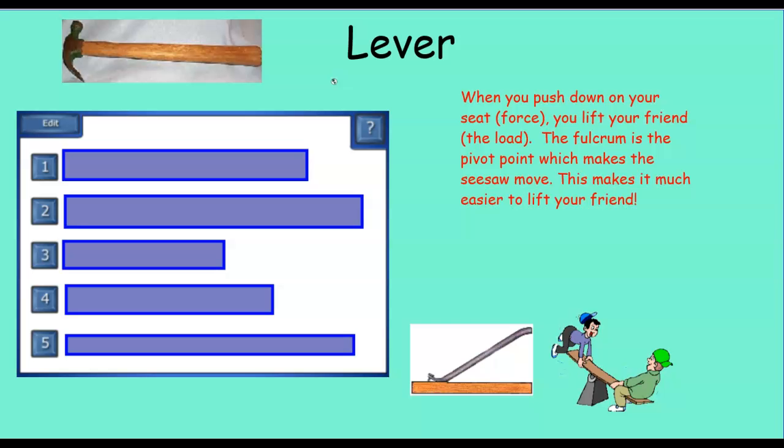All right, so now we're going to discuss the lever. So when you push down on your seat, which is that force, you lift your friend, which is the load. You have a fulcrum, which is going to be the middle point, which makes the seesaw move. And this makes it much easier to lift your friend. We're going to first watch a video about a lever, and then we will continue with taking notes.